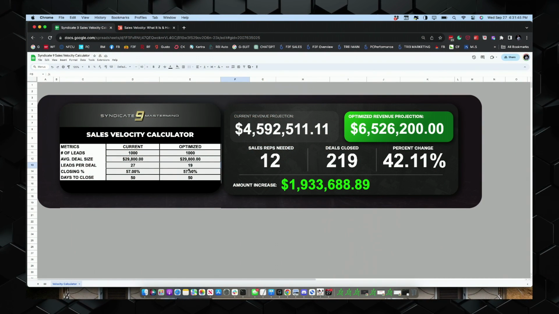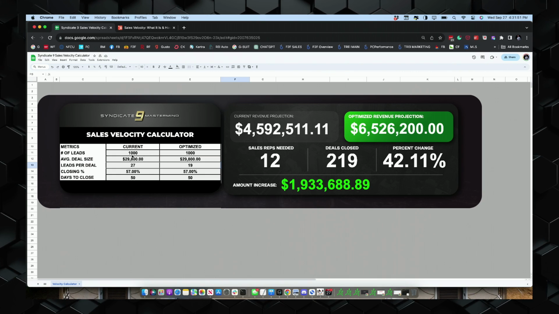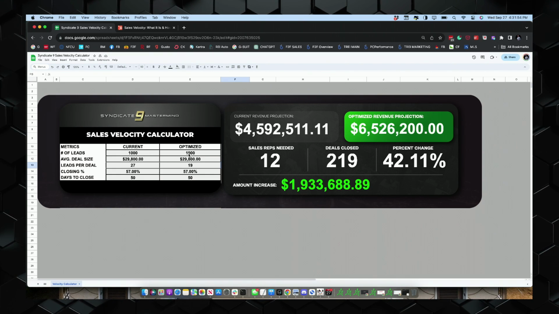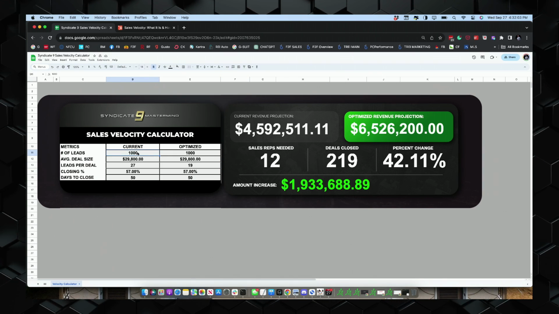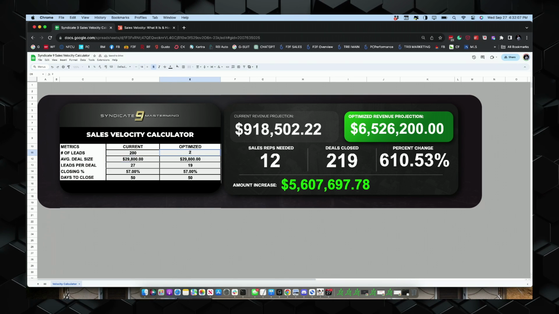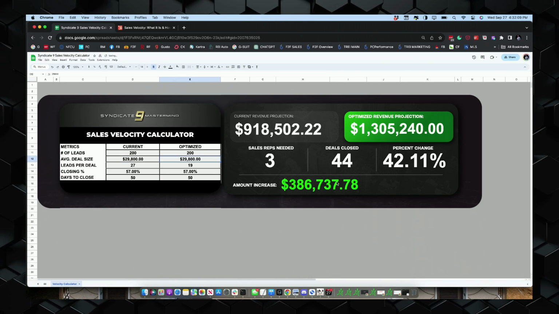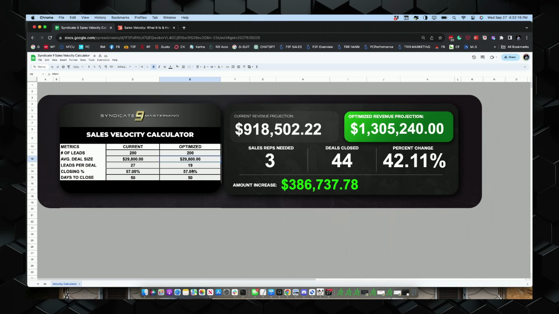What's your average deal size, your leads per deal, your closing percentage, your timeline, and how many leads you're getting on a monthly basis. If you know this, you can put in your current numbers, and then we can say, okay, let's optimize it, and you can see what the increase is. Even on a smaller scale, say I want to do 200 leads a month, that's still 900,000 to 1.3 million. That's a $386,000 difference with a better closing percentage.